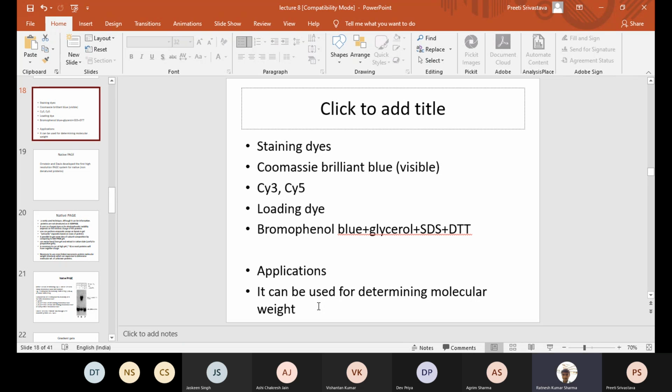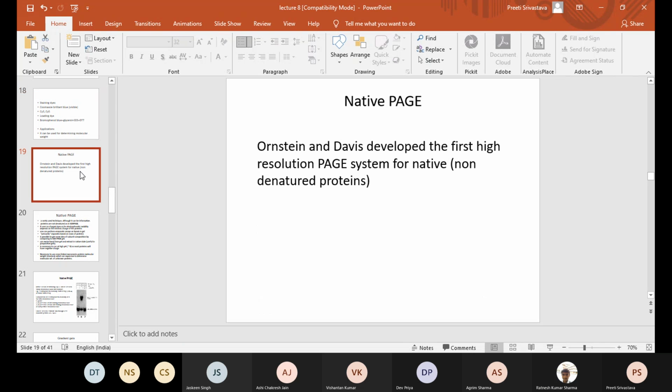Okay, so the other possibility is to go for native PAGE. Native PAGE, as the term itself says, means the gel electrophoresis is performed under native conditions.